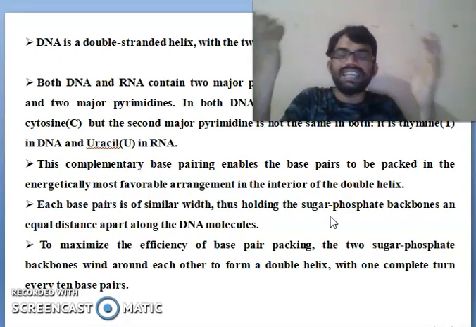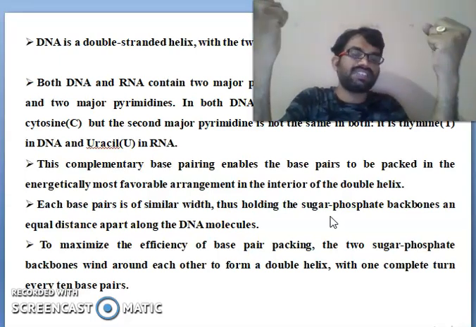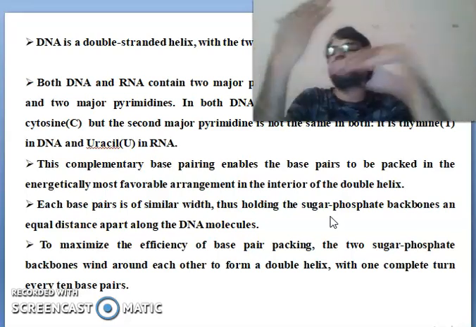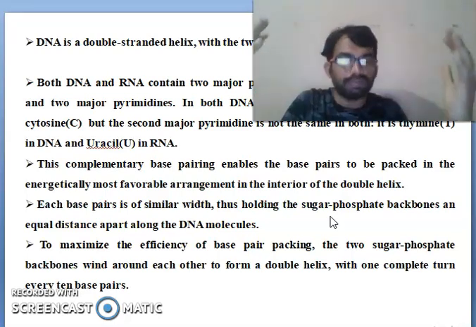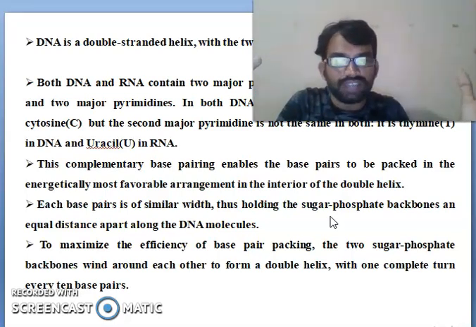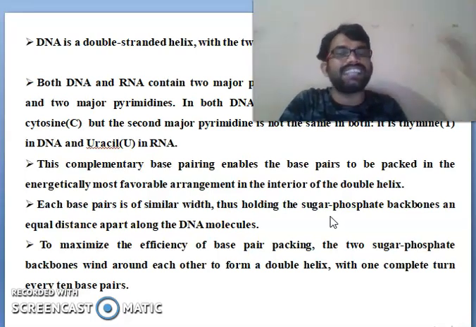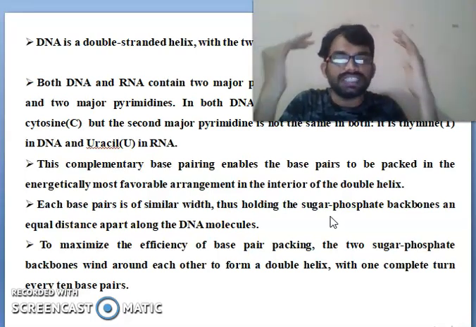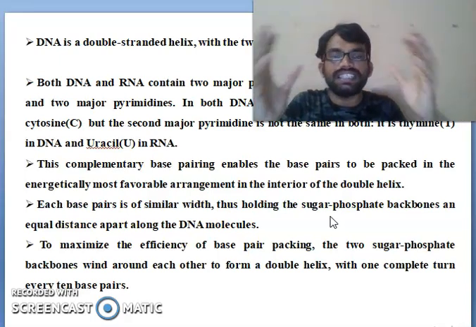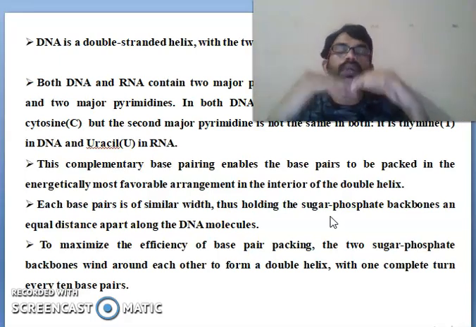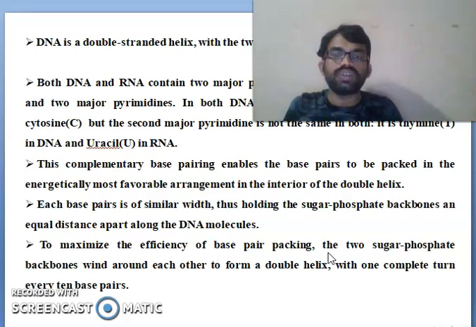Suppose this is one DNA strand and this is another DNA strand. In between one strand and the other, there is formation of hydrogen bonds. These hydrogen bonds have an equal distance. That point is very important. There is an equal distance in the combination of the 2 strands of DNA. So this gives maximum efficiency of base pair packing, with the 2 sugar phosphate backbones wound around each other to form a double helix.